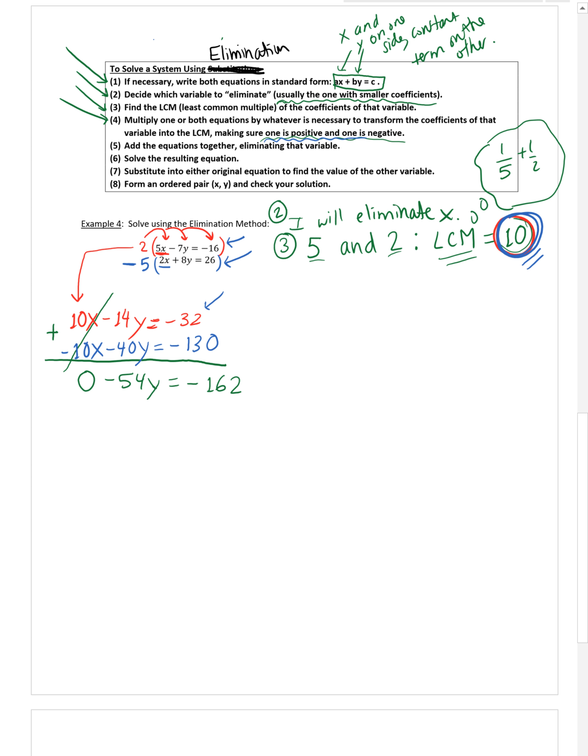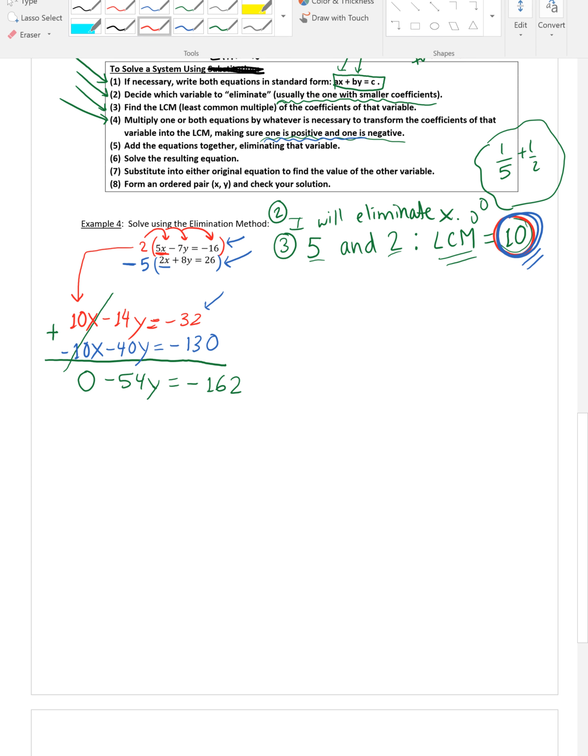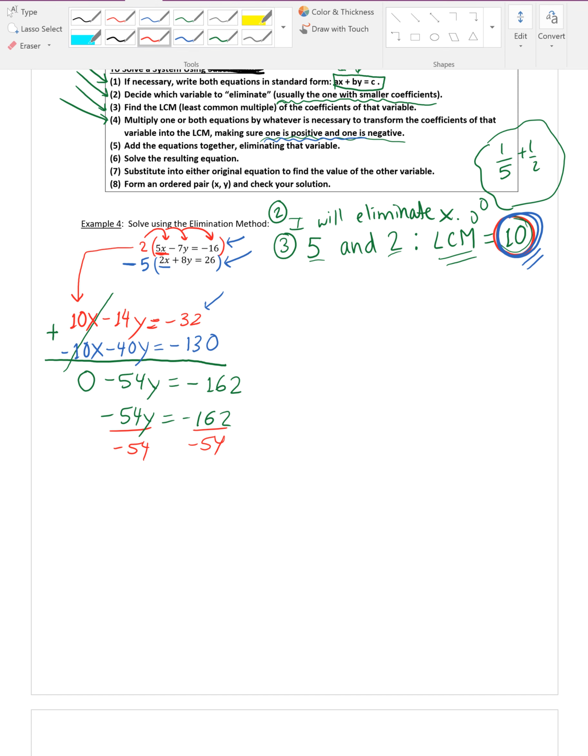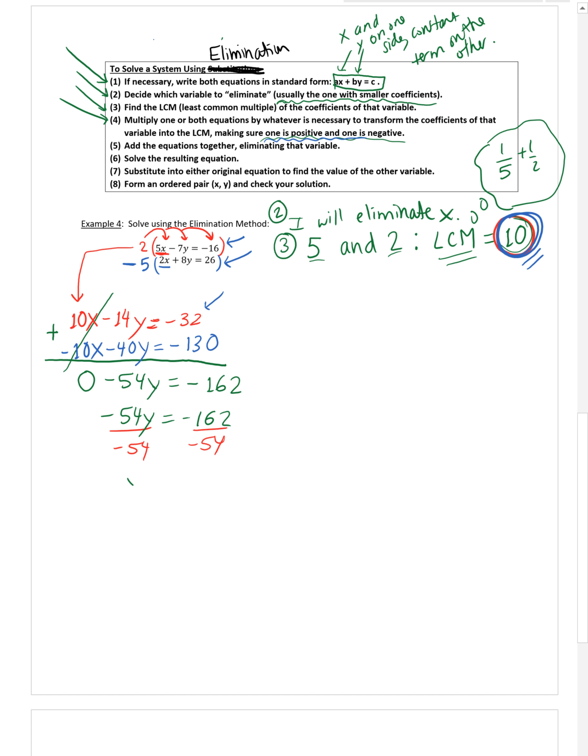Okay, that looks good. And then I almost have it solved for y. Let me just rewrite this one more time because that 0 is kind of confusing me. You don't have to write the 0. And now I realize to solve for y, all I have to do is divide by negative 54 on both sides. And that looks like a scary division, but I believe negative 54 goes into negative 162 3 times. Wow, that worked out pretty well, huh?